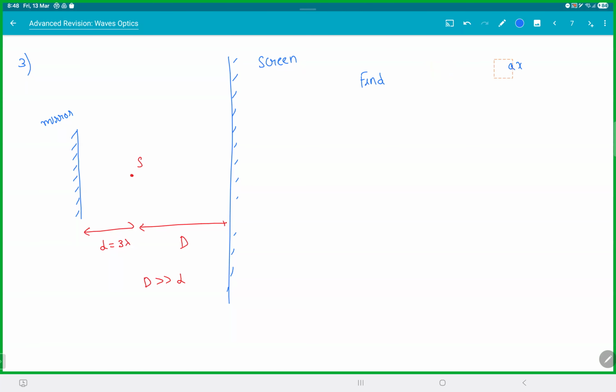Let me ask you like this. Find the number of maxima and find the position of the second maxima, something like that. Let me ask you this only: find the position of maxima on the screen. The screen is very long, from plus to minus infinity. The wavelength of the source is also lambda.